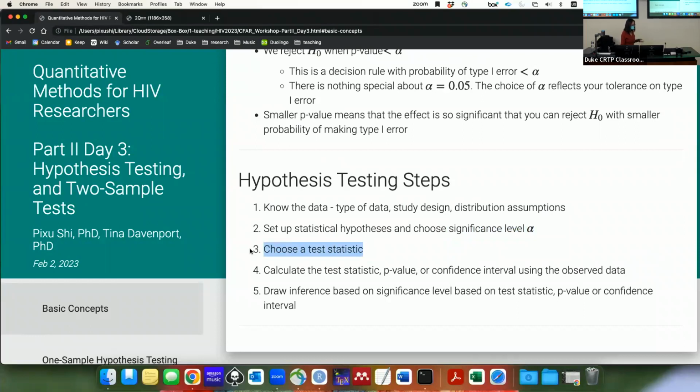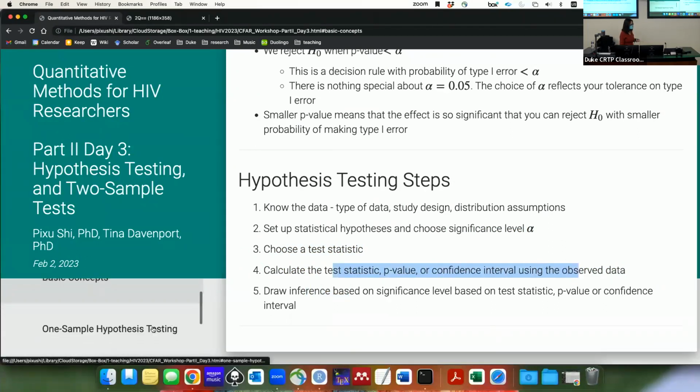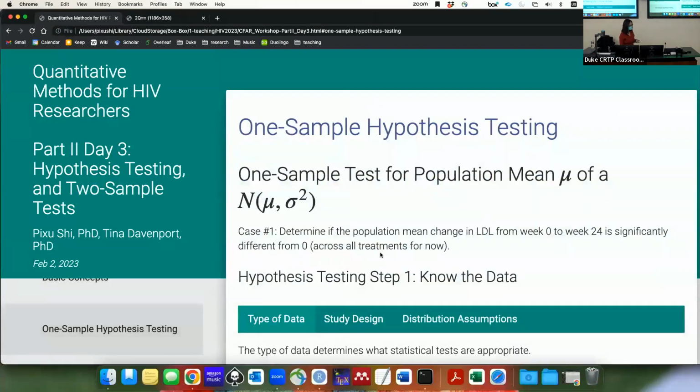Many of the times you only use the most popular one, and you calculate the value of this test statistic by plugging in your data and calculate the p-value associated with your null hypothesis and alternative. And sometimes the confidence interval comes handy because it helps you interpret the results better. And then you would draw the inference based on all of the values that you obtained. So let's go to the one sample test. Here we will focus on the normal distribution.